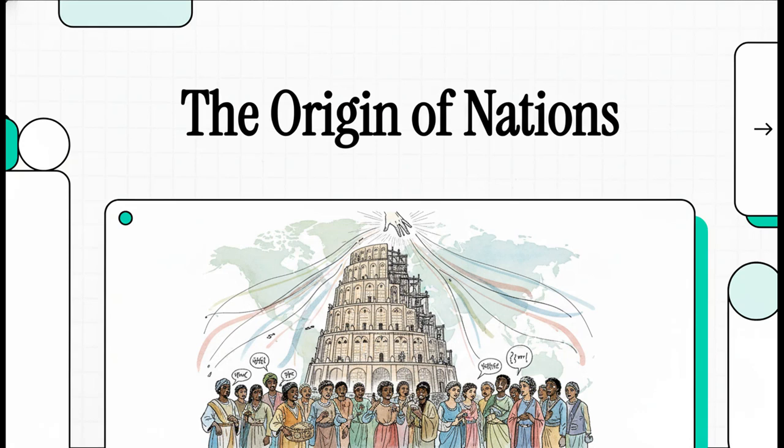Have you ever just looked around at the world and wondered, how did we all get here? All these different cultures, all these languages, where did it all begin? Well, today we're going to dive into one of the oldest explanations out there, right from the book of Genesis, to see how it answers that exact question.